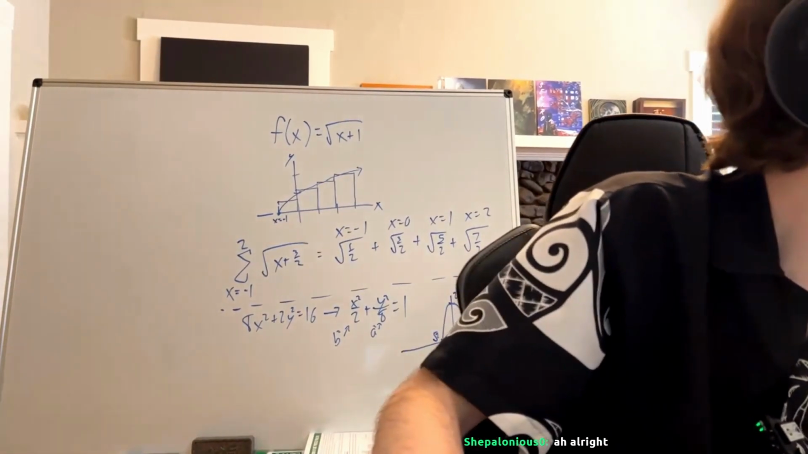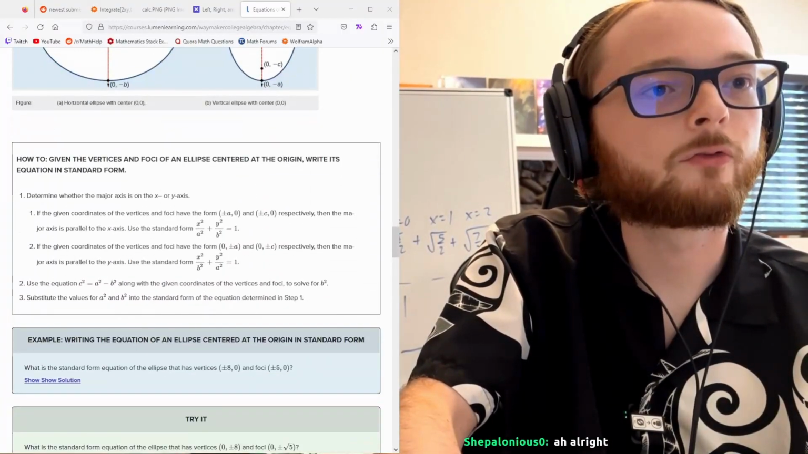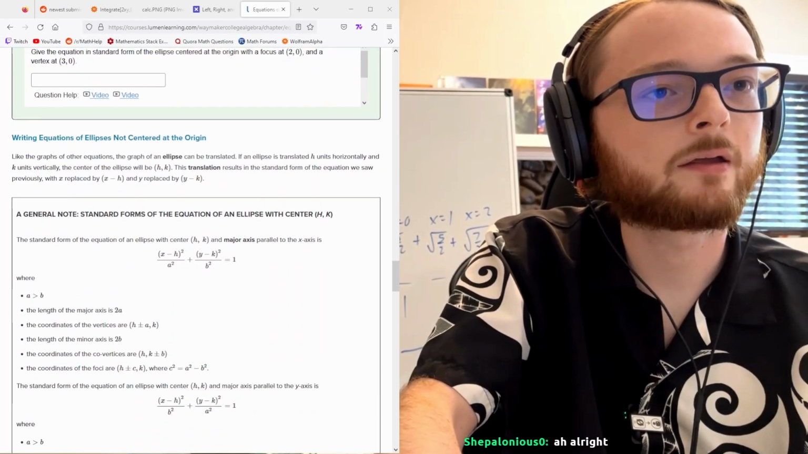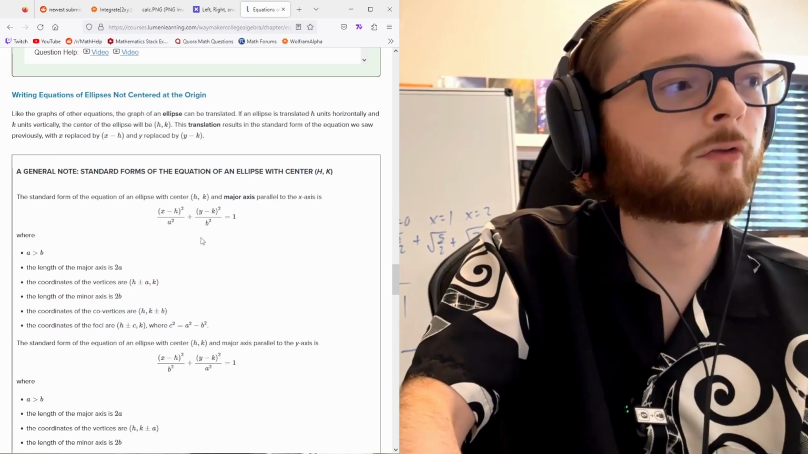So when a parabola isn't centered at (0, 0), there'll be extra numbers inside the squared, so it'll look very different.